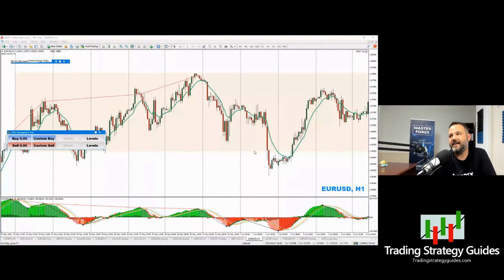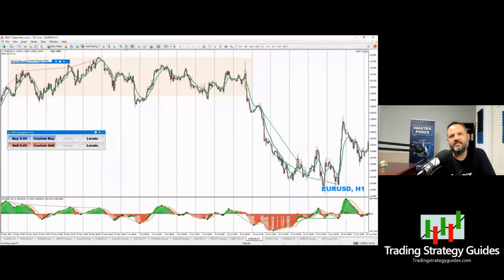Okay, so the next one we want to talk about is a real simple one, which is the zero line cross. And again, I like to do this in the direction of the trend, right? It makes it really easy. So we know that anytime it's in green, it's positive. Anytime it's in red, it's negative. And then the line in the middle here is the zero line. So basically the strategy says anytime it crosses above, you buy. Anytime it crosses below, you sell, right?